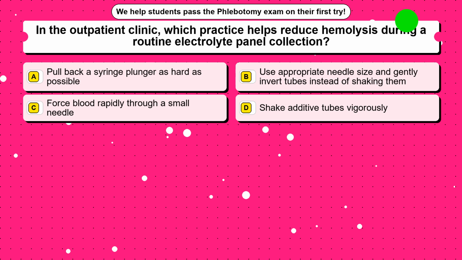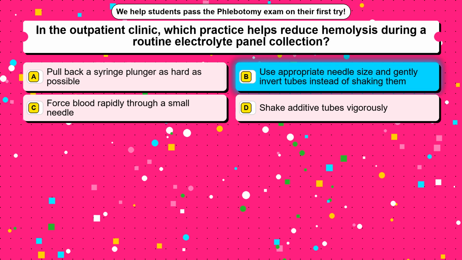Question 61. In the outpatient clinic, which practice helps reduce hemolysis during a routine electrolyte panel collection? Option A. Pull back a syringe plunger as hard as possible. Option B. Use appropriate needle size and gently invert tubes instead of shaking them. Option C. Force blood rapidly through a small needle. Option D. Shake additive tubes vigorously.